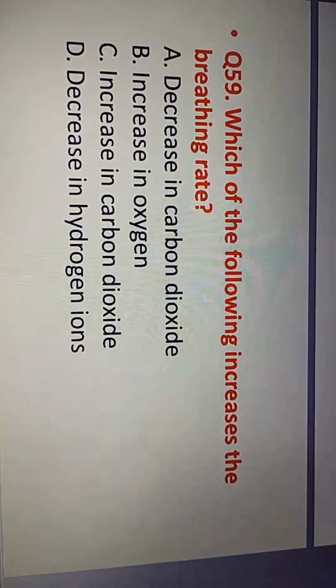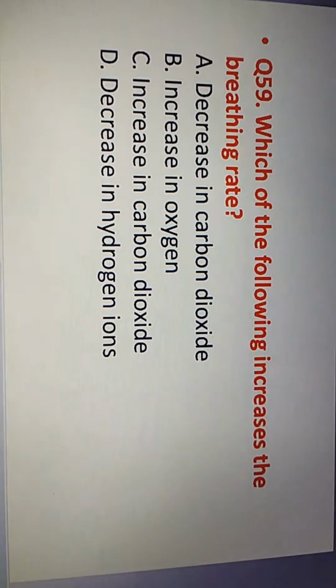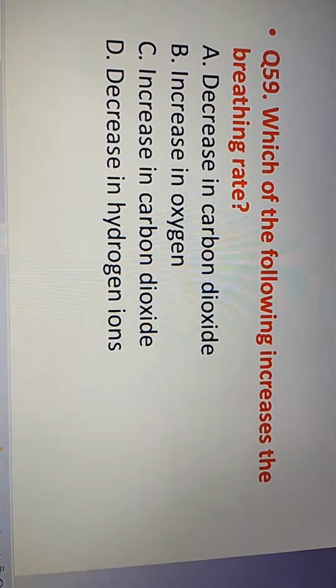The next question. Which of the following increases the breathing rate? Option A, decrease in carbon dioxide. Option B, increase in oxygen. Option C, increase in carbon dioxide. Option D, decrease in hydrogen ions.